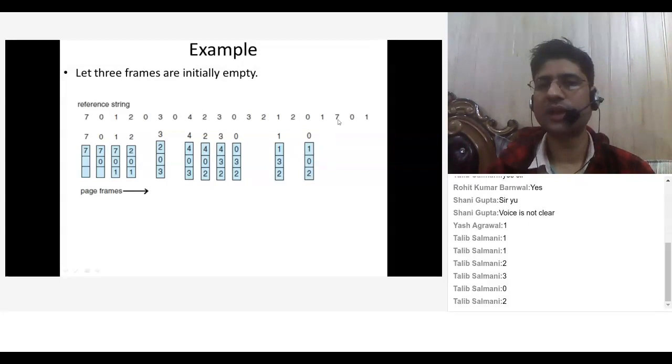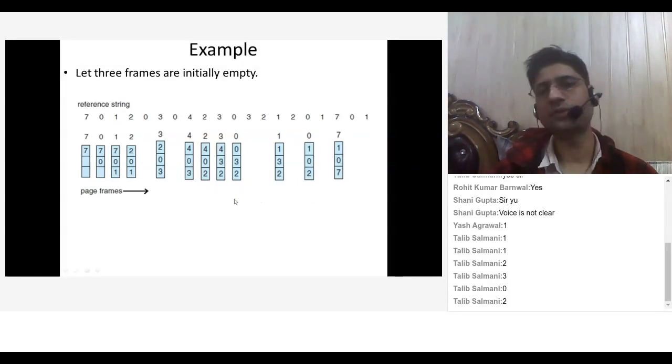Now for 7, we are getting a page fault. Look into the backward direction of 7. You have recently used 1 and 0. So we will replace 2. Now you are getting a page hit for 0 and page hit for 1. Now count the number of page faults. Total number of page faults for LRU: 1, 2, 3, 4, 5, 6, 9, 10, 11, 12.